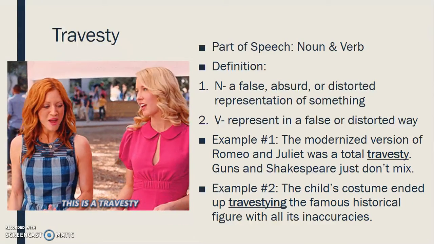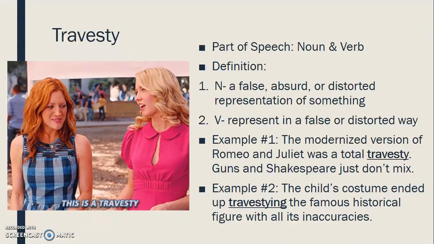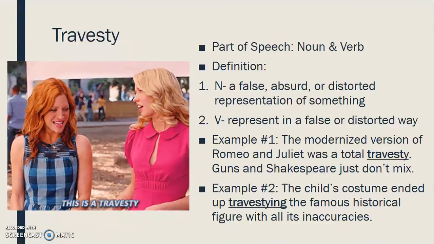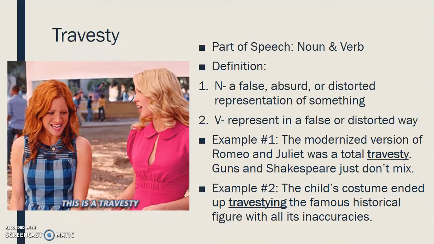So, example 1, if used as a noun, the modernized version of Romeo and Juliet was a total travesty. Guns and Shakespeare just don't mix. Example number 2 is if it's used as a verb, the child's costume ended up travestying the famous historical figure with all its inaccuracies.